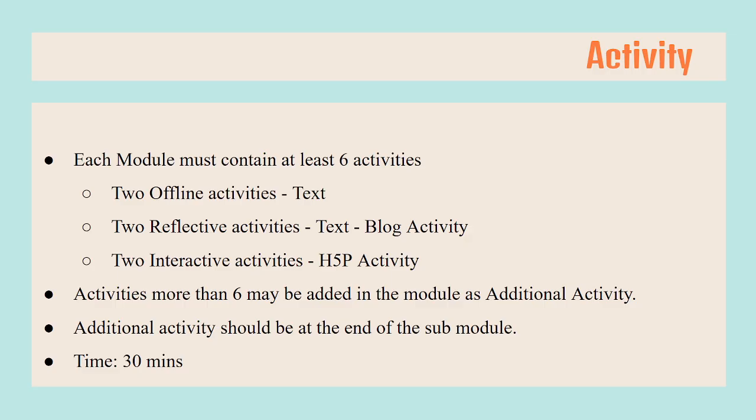And activities. I said already 6 activities should be there. In the 6 activities, there are 3 different types of activity, 2 of each type: 2 offline activities, 2 reflective, 2 interactive. Interactive is nothing but your Lumi activity, the H5P activity which can work.